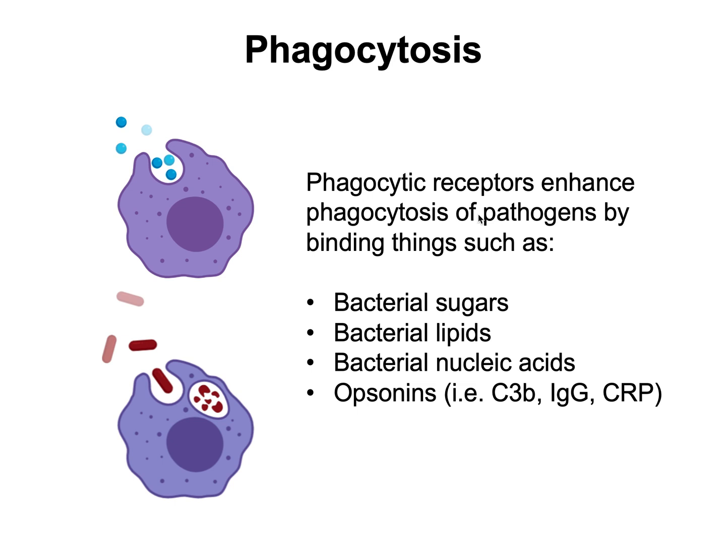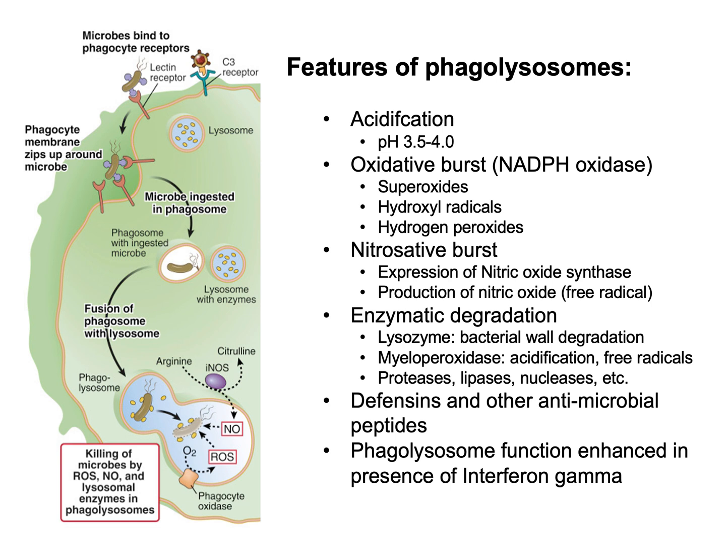So macrophages express phagocytic receptors, and these receptors enhance the phagocytosis of pathogens. Now, macrophages are phagocytes regardless of whether these receptors are triggered or not. Macrophages are constantly sampling proteins and really any components of their extracellular environment. But phagocytic receptors can bind things like bacterial sugars and bacterial lipids, bacterial nucleic acids, and opsonins such as C3b and IgG. C-reactive protein is an opsonin as well. And when these phagocytic receptors are triggered, it allows these macrophages to take up these bacteria and shuttle them into an endosomal structure within the macrophage called the phagolysosome. The phagolysosome is a key structure for these macrophages and a key mediator of their effector functions.